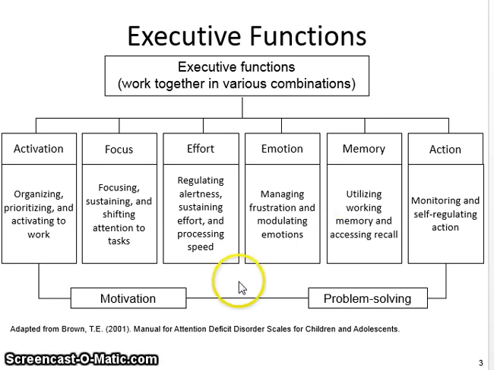So the six areas are activation, focus, effort, emotion, memory, and action, and we'll talk a little bit about each one in turn. So activation has to do with getting started, jump-starting. Many of our students have difficulties with procrastination and getting started at the appropriate time, before the eleventh hour plus. So it has to do with organizing, prioritizing, and activating to get underway.